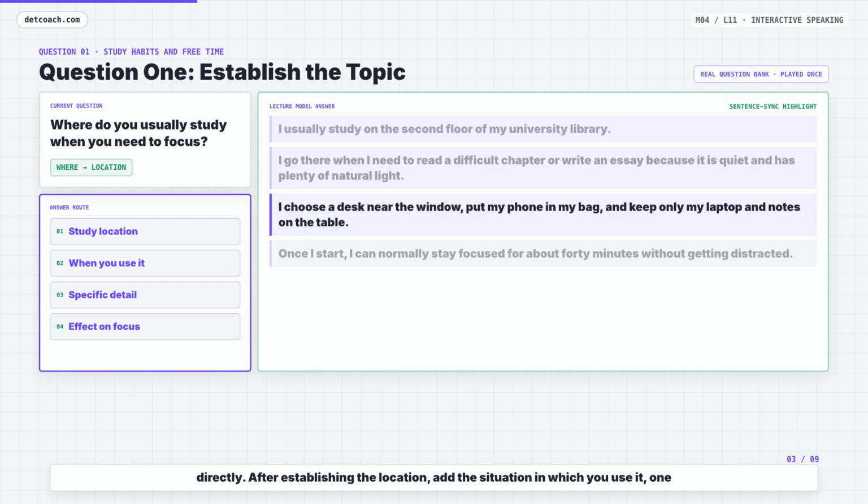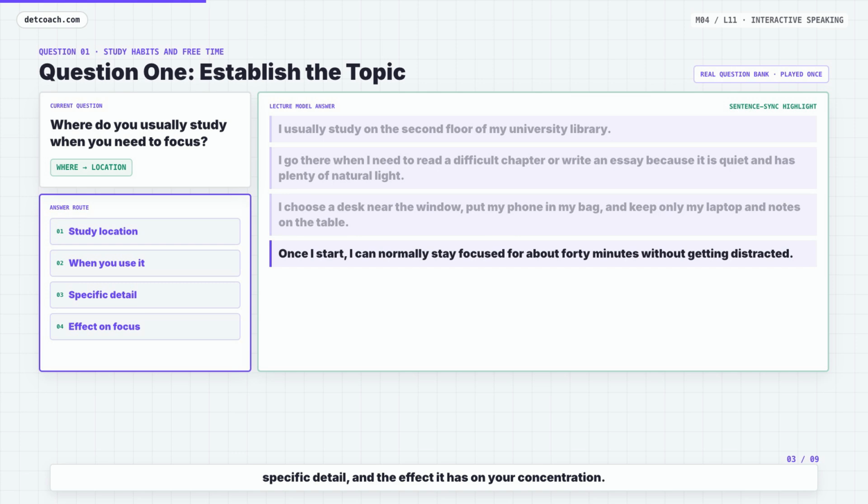After establishing the location, add the situation in which you use it, one specific detail, and the effect it has on your concentration. Here is the sample spoken response from the lesson materials. The sentences will be highlighted on screen, in sync with the narration.